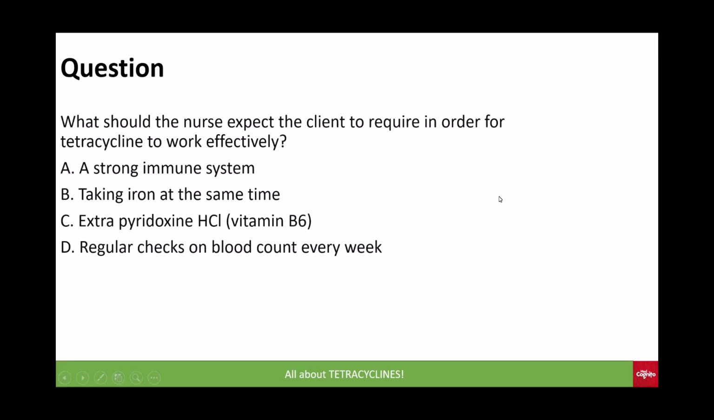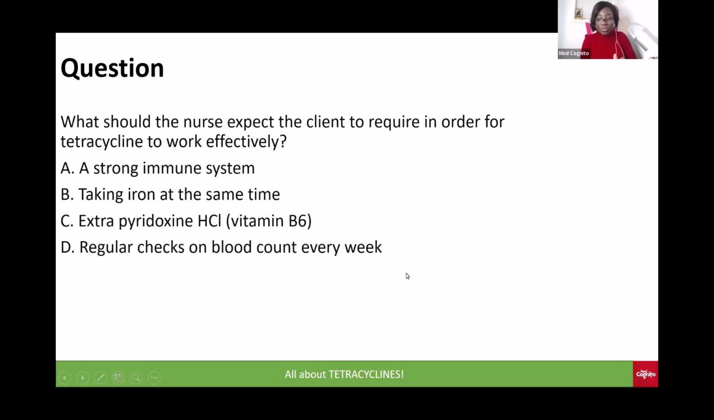Okay, Ramsey. Okay. Yeah, let me read the question. What should a nurse expect a client to require in order for tetracycline to work effectively? Option A, a strong immune system. Option B, taking iron at the same time. Option C, extra pyridoxine HCl, that's vitamin B6. And D, regular checks on blood count every week.